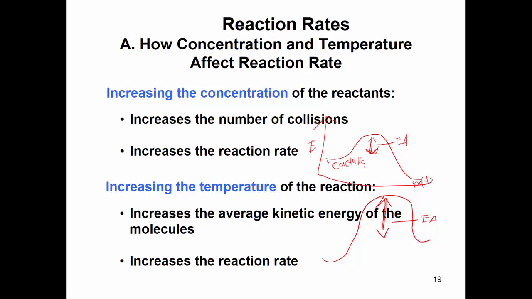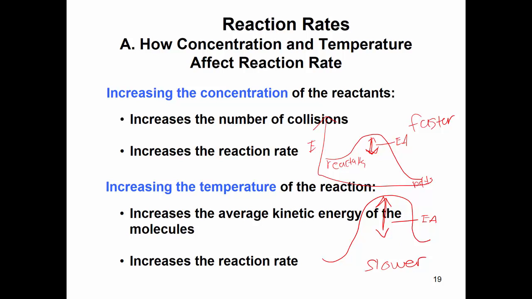I know this is not very pretty looking, but if we have a lower energy of activation, this is faster. Here the energy of activation is much higher. It takes a lot more energy to break those reactant bonds, and so this is slower. Okay, so how can we speed up a reaction rate?